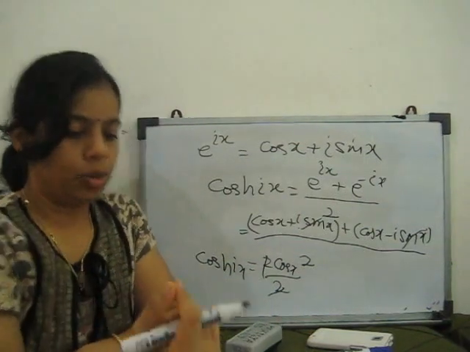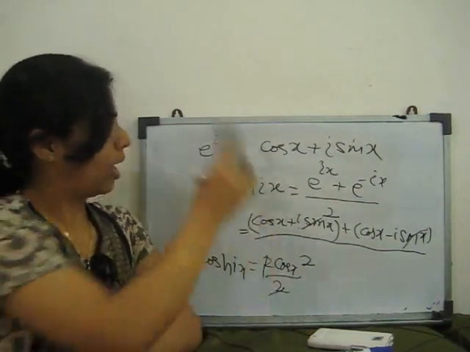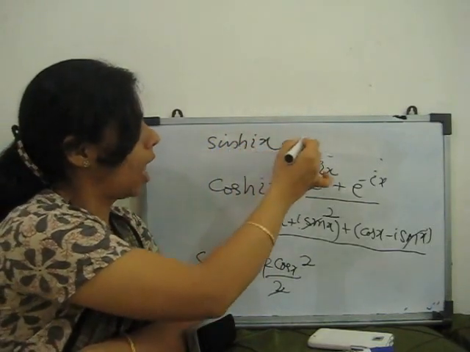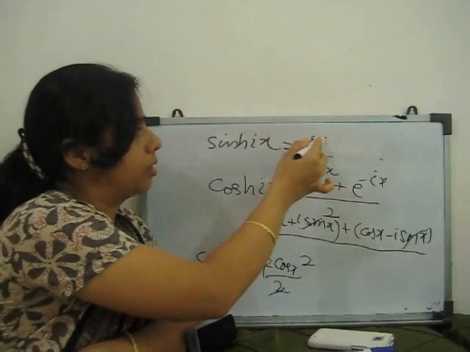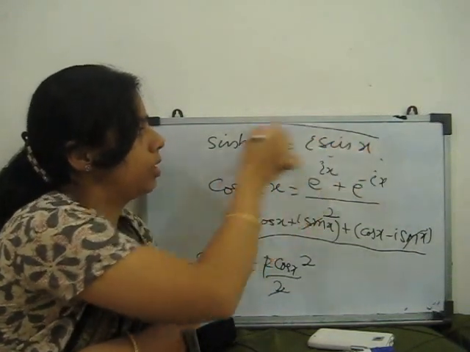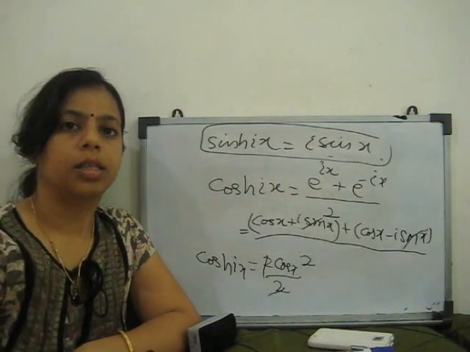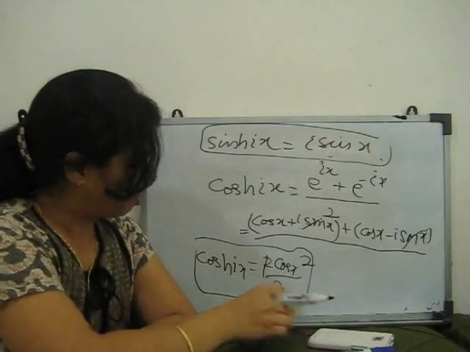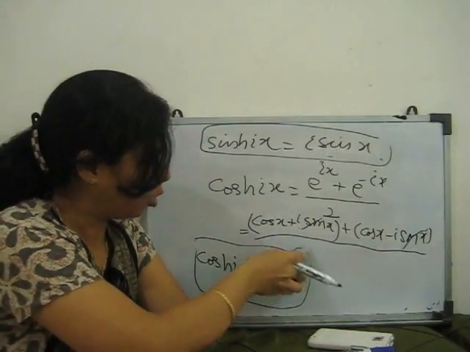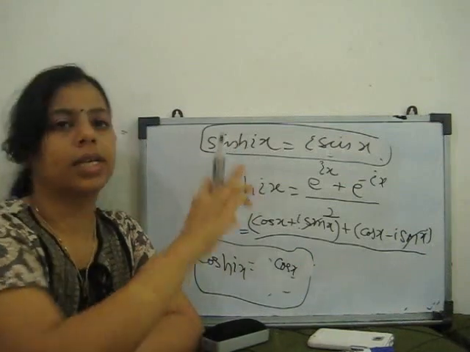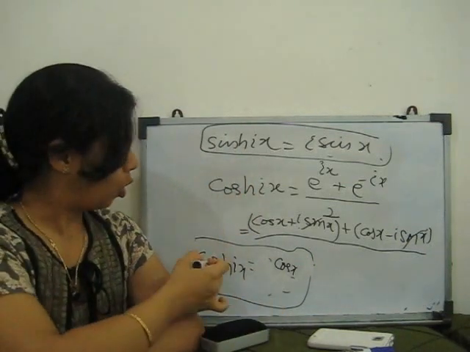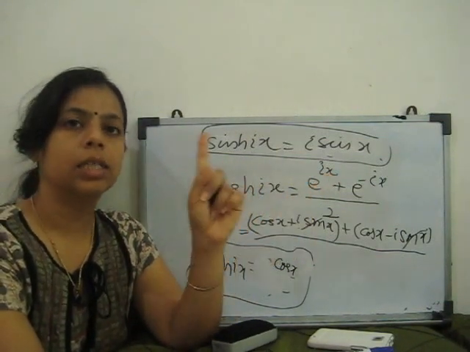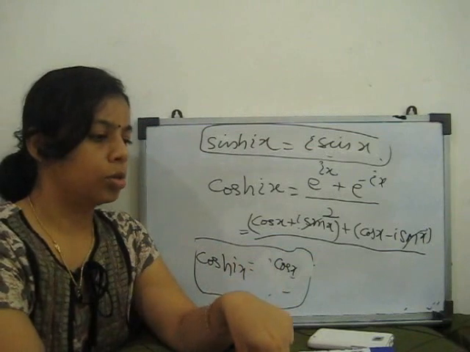Clear? Similarly you can derive sinh x. So sinh iota x is iota sin x. This is the relation between trigonometric and hyperbolic functions. cosh iota x is given by cos x, and sinh iota x is given by iota sin x. Clear? Similarly you can derive that tanh iota x is iota tan x. Very good.